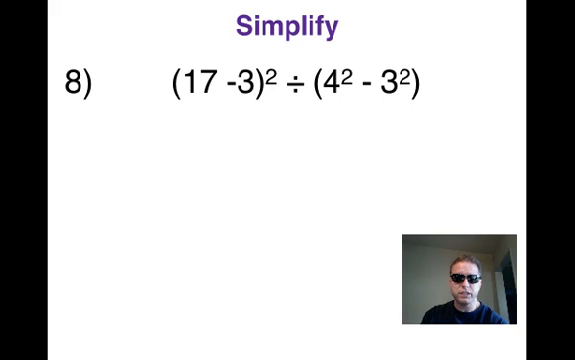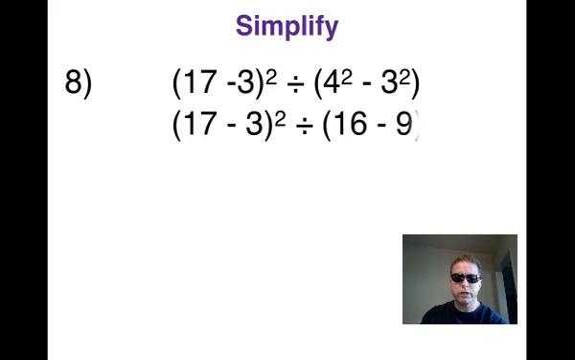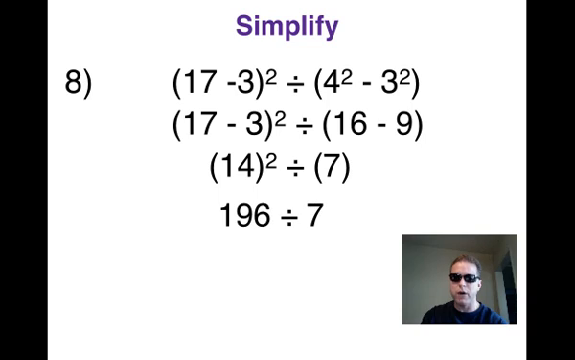I'm going to do parentheses. So 17 minus 3. Since I had exponents, I did that first. So 4 to the second is 16. 3 to the second is 9. I want you to show that out, even if you did it using a calculator. Then I do my subtraction. I get 14 and I get 7. 14 to the second power. If you want to use a calculator, this is a great spot to use it, but you're showing the steps. You're going to write out 196 divided by 7, which gives me 28.